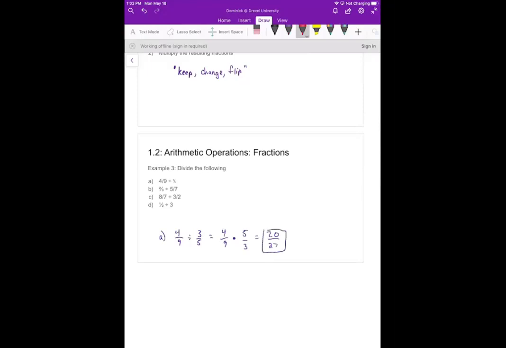Right? And of course, you can sort of see keep, change, flip at work here because we kept the first number the same. We changed division to multiplication. And we flipped the second number. Right? So that's sort of one thing that you can use to help you remember what to do when you're going to divide fractions.